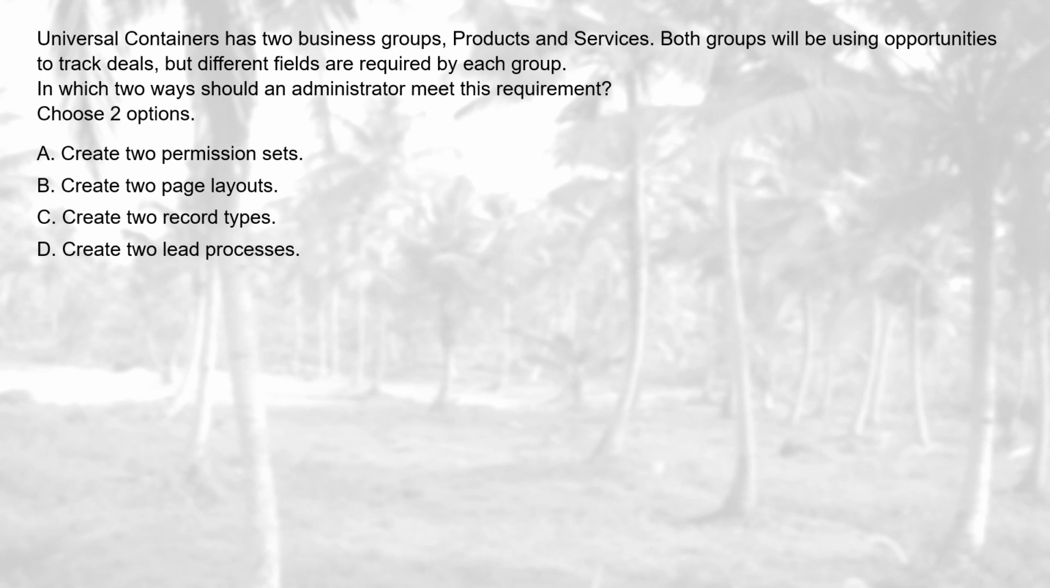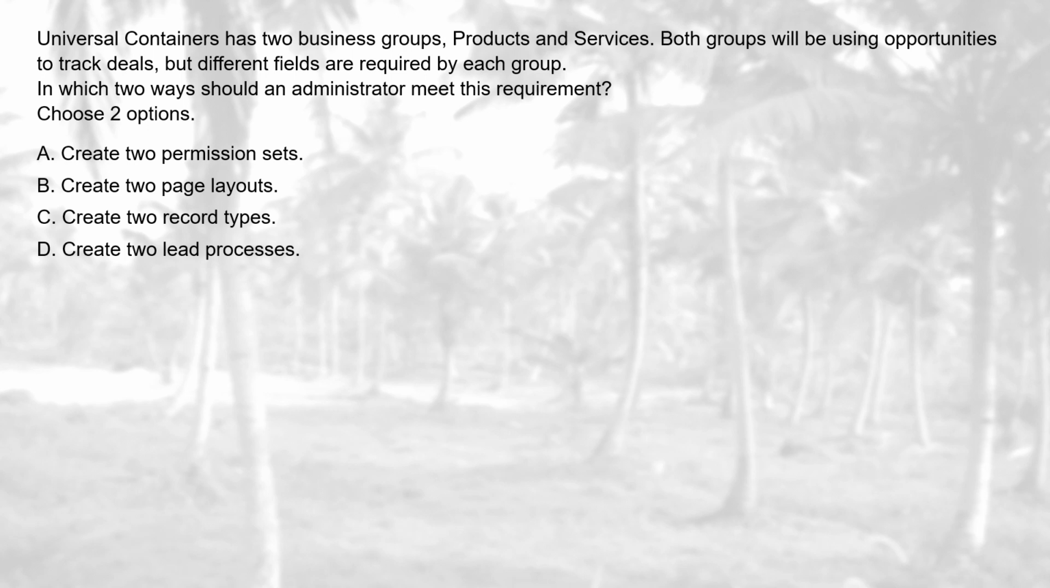So first one is we have create two permission sets. So permission sets is what the user is assigned as a set and does not affect what the user can see. However, the user needs to see both types of opportunities based on whether the opportunity is a product or a service. So you would want them to be able to pick opportunity or service, and that can't be done through permission sets. That can be done through page layouts and fields.